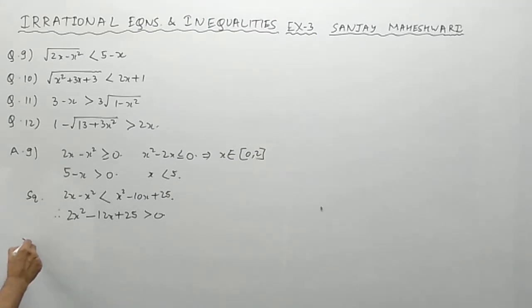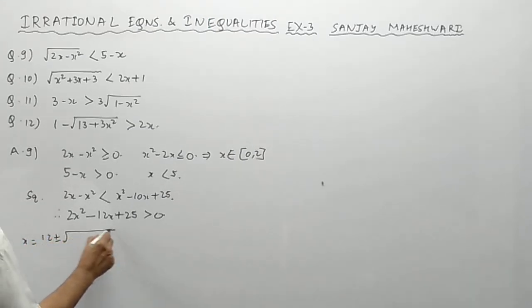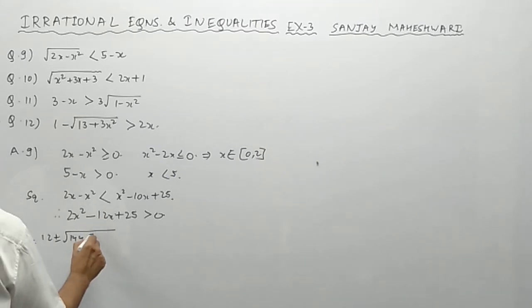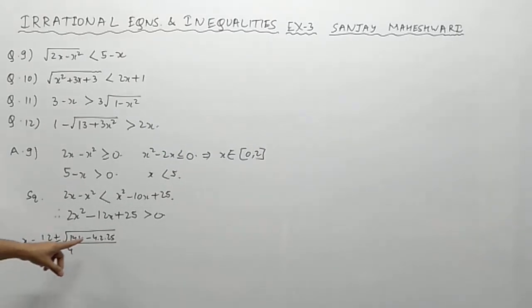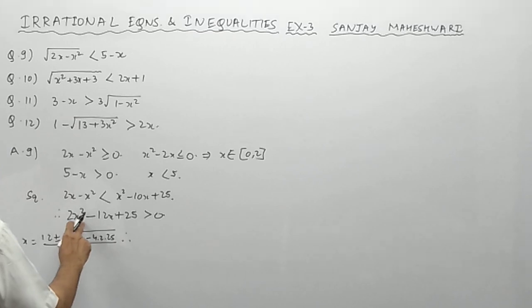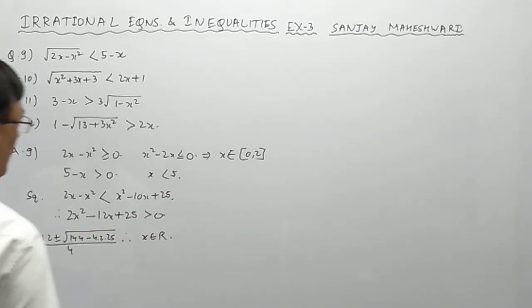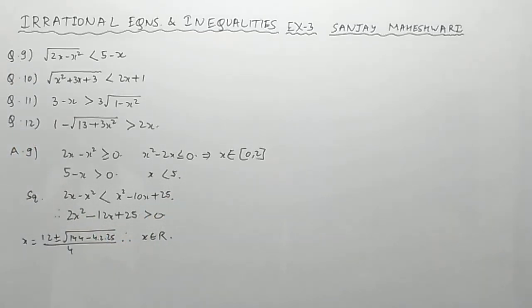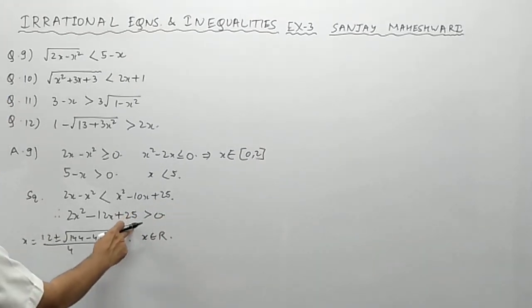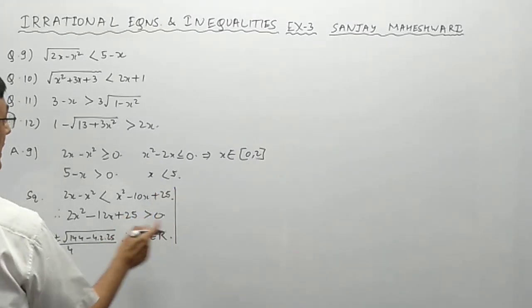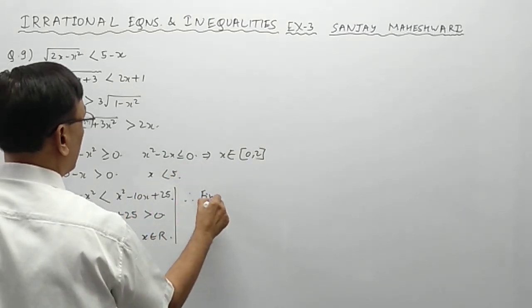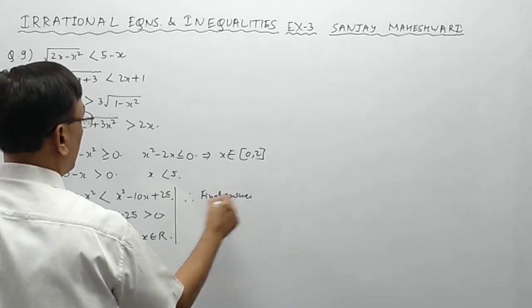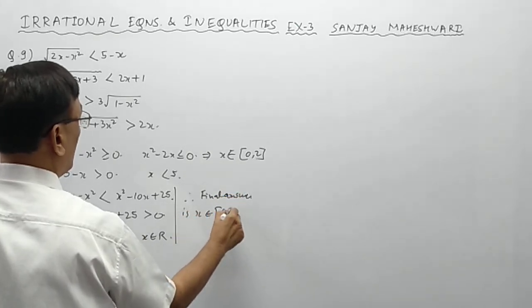Now we can see that x equal to 12 plus minus root over 144 minus 4 into 2 into 25, that is 200 by 4. So we can easily see that discriminant is negative. Therefore, this easily gives us x belongs to R. So we have to see where the solution finally lies. This is not giving us anything except x belongs to R, so there is no condition actually. So the condition to fulfill is these two. So final answer is x belongs to 0 to 2.